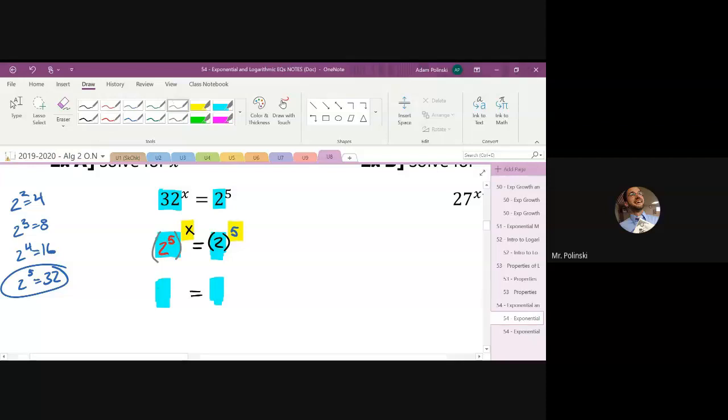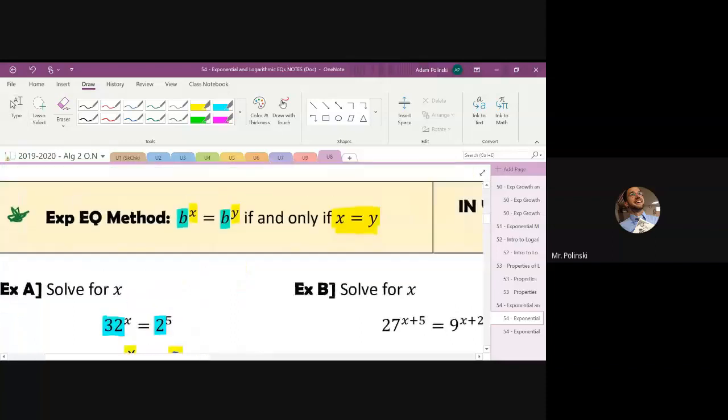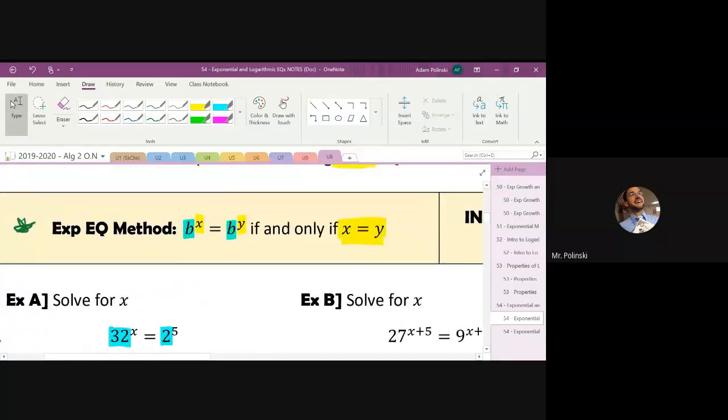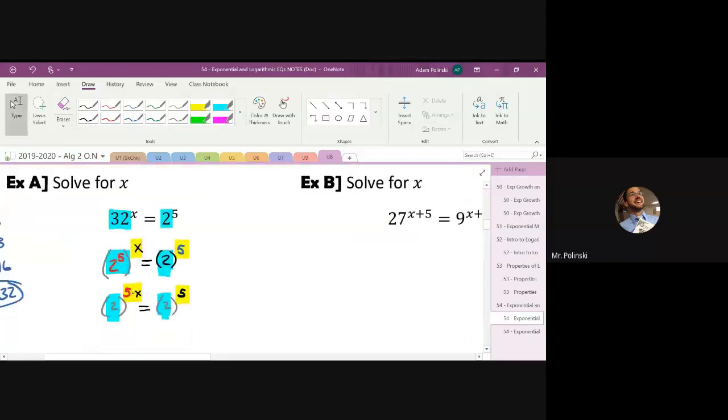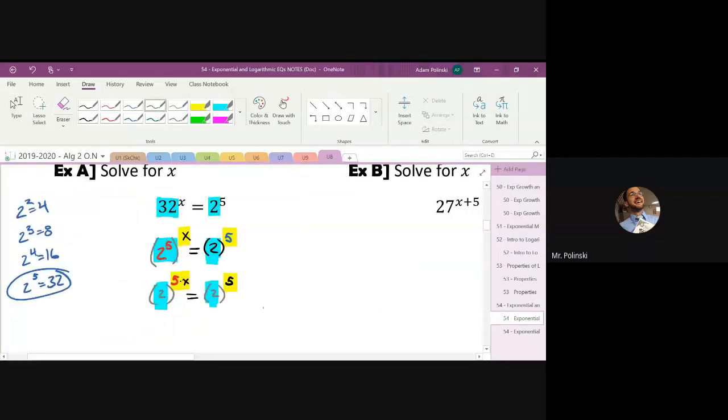We have 2 on the inside. Over here, it's really convenient. It's just raised to the 5th power. But here, we are going to raise it to the 5 times the x that was originally there. So all we're going to do is take that 5 and multiply it by the x, which is already there. Well, hey, that's not so bad in this particular case. Well, what do we do now? The property says, if I can get the bases to match, I can ignore the bases and just solve whatever's left in the exponent. So all I'm going to do here is look at the exponents only.